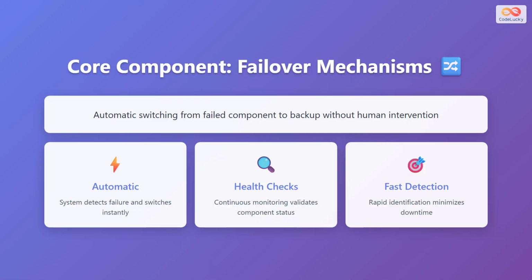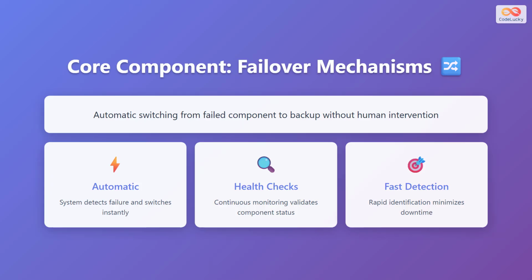Failover mechanisms enable automatic switching from a failed component to a backup without requiring human intervention. This automation is crucial for maintaining high availability because manual intervention introduces delays. Automatic failover detects failures and switches to backup systems instantly, often in seconds.